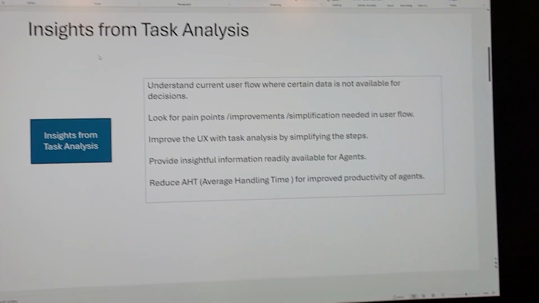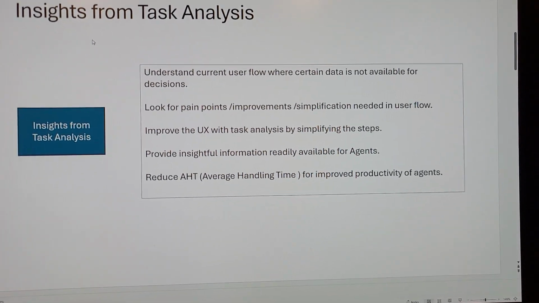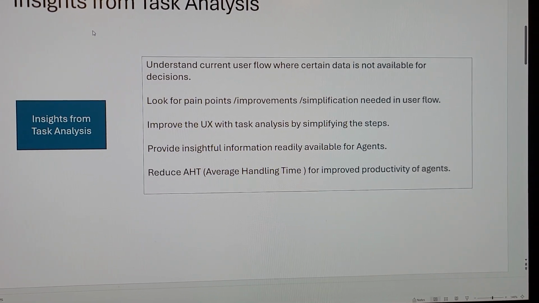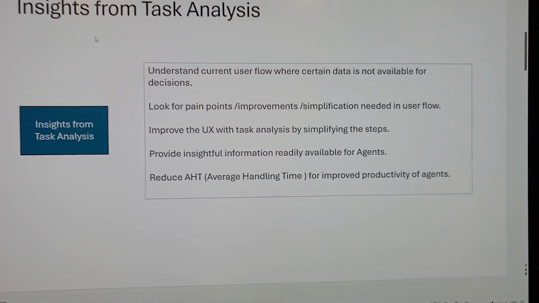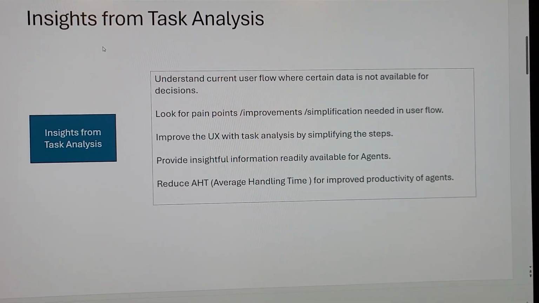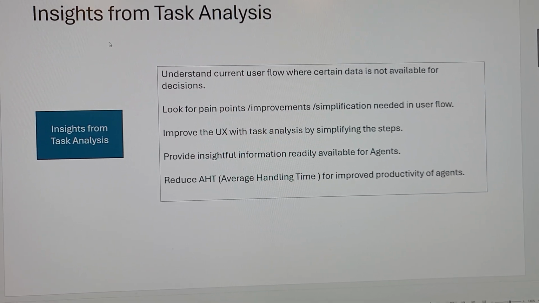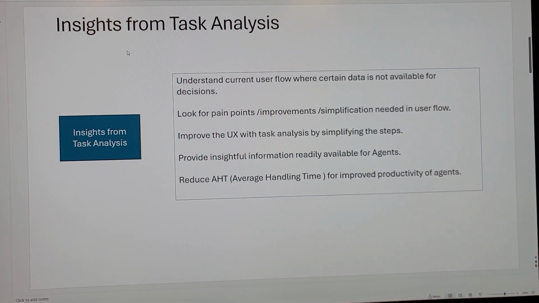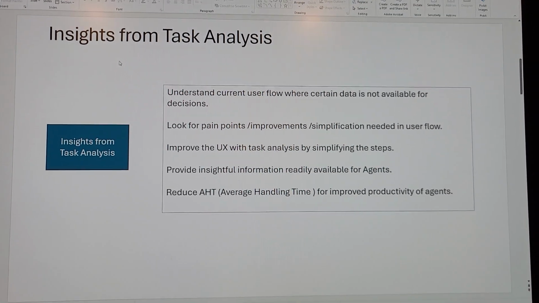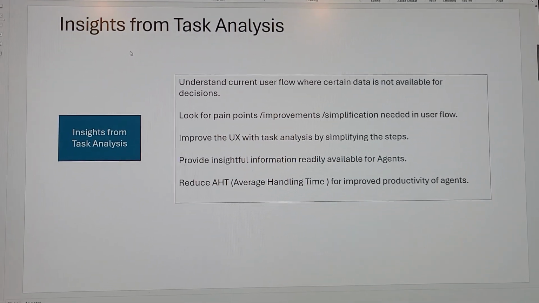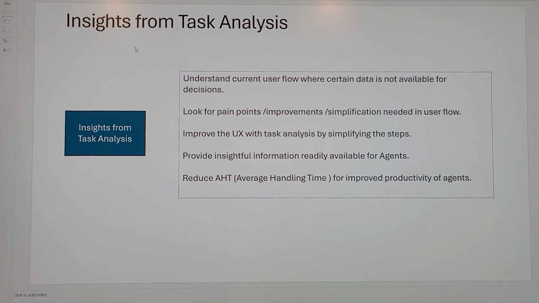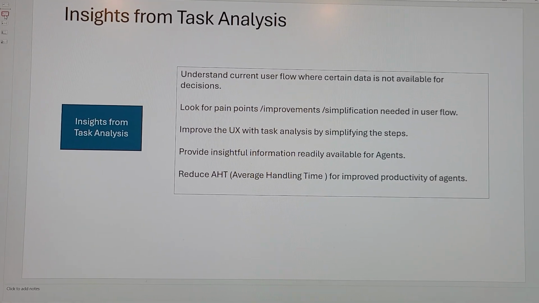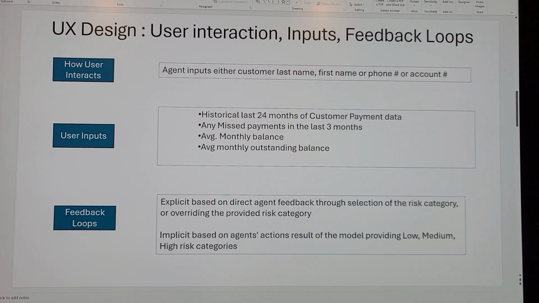So moving on, the insights from the task analysis are to understand the current user flow, where certain data is not available right now for decision making. So improve by removing the pain points, make improvements, and make the simplifications needed in the user flow. Improve the UX with the task analysis as described earlier by simplifying some of the steps and providing insightful information readily available for the agents, and then with all of that, being able to reduce the average handling time for improved productivity along with retaining the customers, which is the important objective.